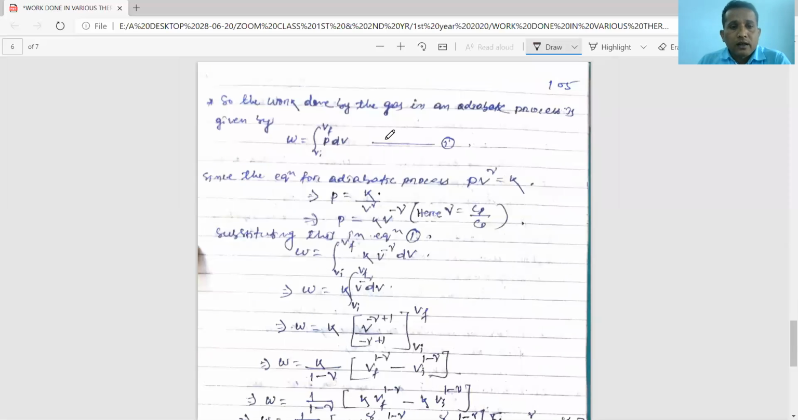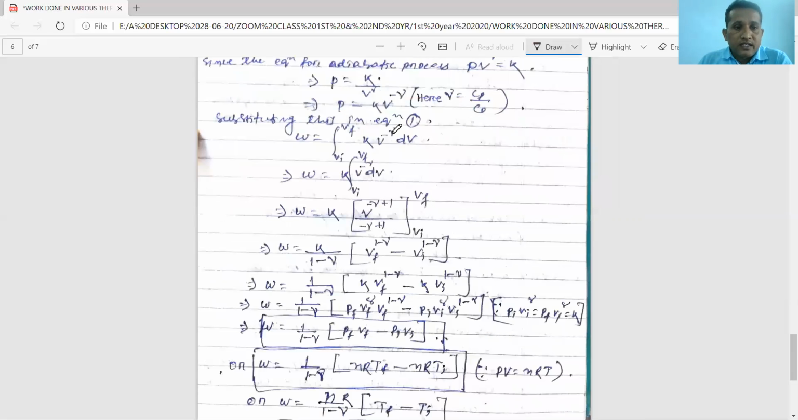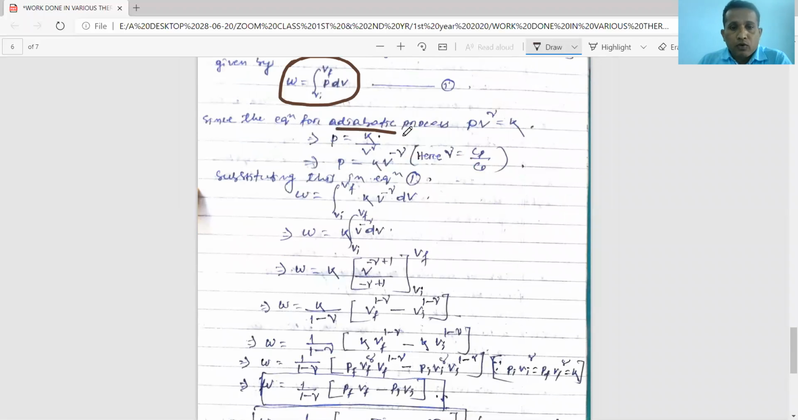So the work done, we know the thermodynamic work done is given by W equal to integration of PdV from lower limit Vi to upper limit Vf. Since the equation for adiabatic process, we know PV to the power gamma equal to constant, where gamma is Cp by Cv, a constant known as Cp by Cv. So P equal to K divided by V to the power gamma, or P equal to K V to the power minus gamma.